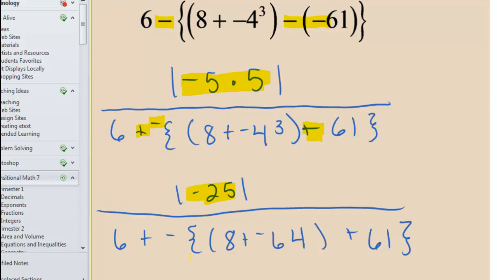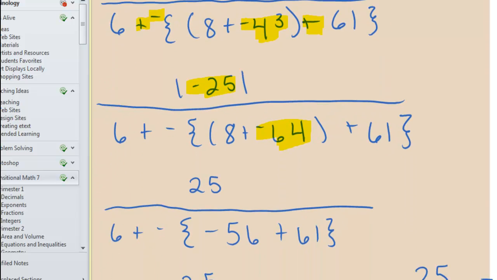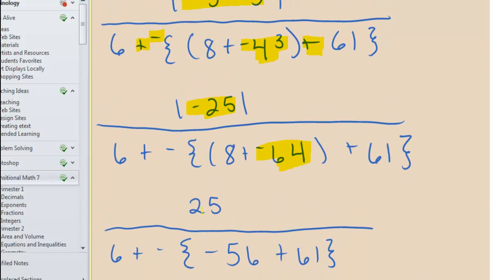And then in the denominator, I'm going to complete my exponent. Since the negative 4 is not in parentheses, remember this is 4 times 4 times 4, and negative times negative times negative. So it's negative 64. In my next step, I can take the absolute value of the numerator to get 25, and I can go ahead and add what was in my parentheses to get negative 56.